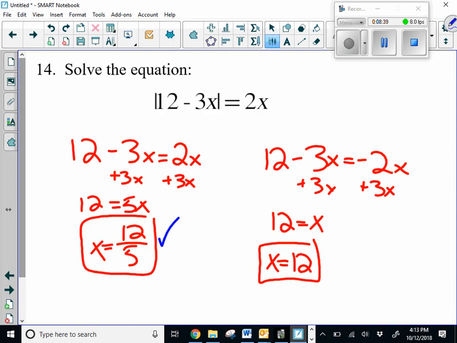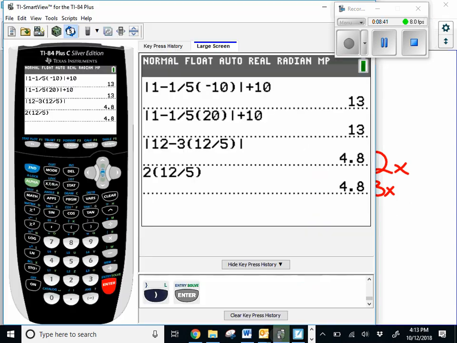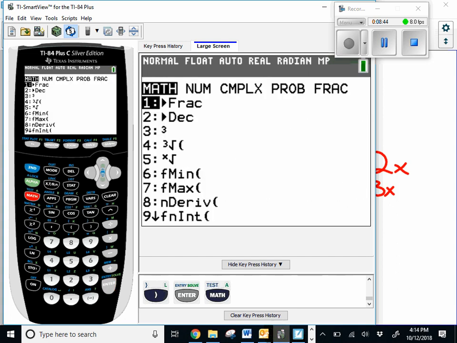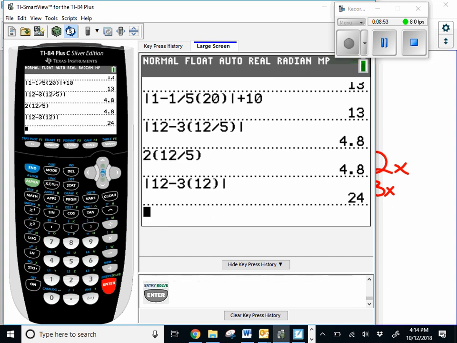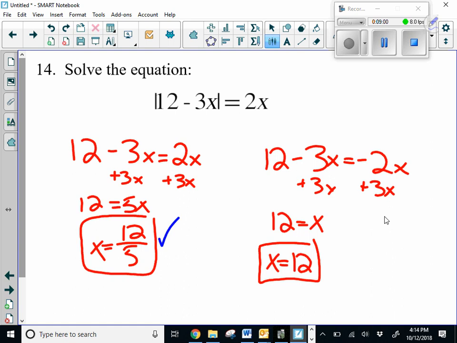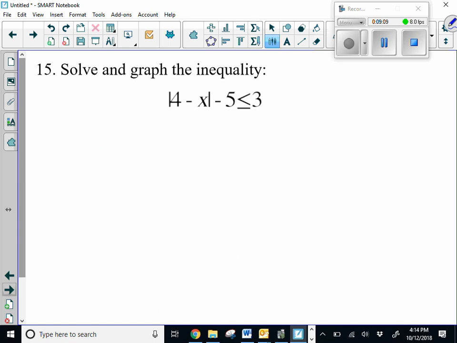So this first one is in fact a solution. Great. Now let's check that 12. So we got to do math, number, abs, 12 minus 3 times 12 will give us 24. And then if we do 2 times 12, hopefully we don't need our calculator for that one. That will also give us 24. So this one also checks out. So number 14, again, we have 2 solutions. We checked them both, plugged them in. They were both true.